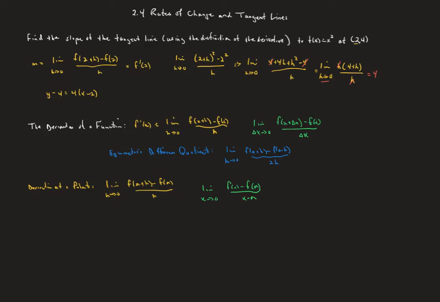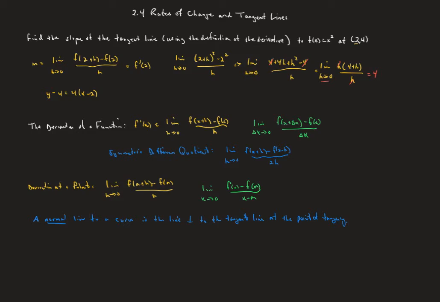A reminder, it's been a little while, but the normal line to a curve is the line perpendicular to the tangent line at the point of tangency. So the tangent line and the normal line share that same point where the tangent line intersects the curve.